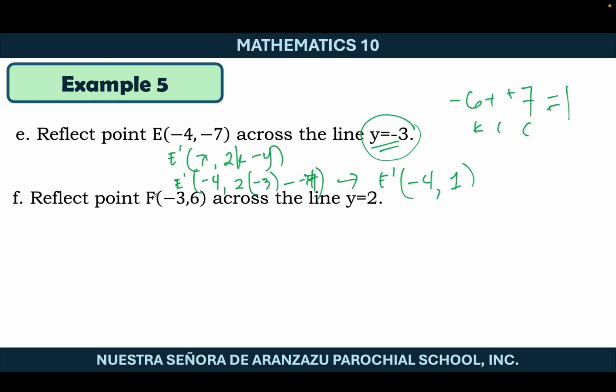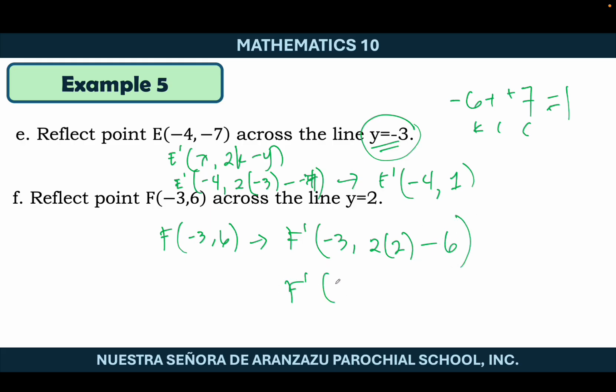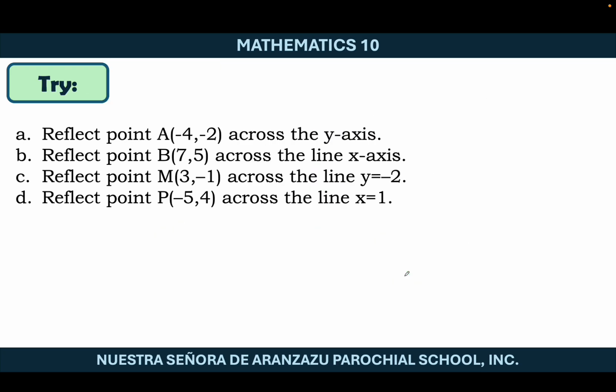It's negative 4, 1. Another one, point F, negative 3, 6. So, the reflected point is negative 3, copy the x, then multiply the constant by 2, so 2 times 2, then subtract the given y, 6. So F prime is negative 3, 2 times 2 is 4, 4 minus 6 is negative 2. Okay? So, you may try this example.